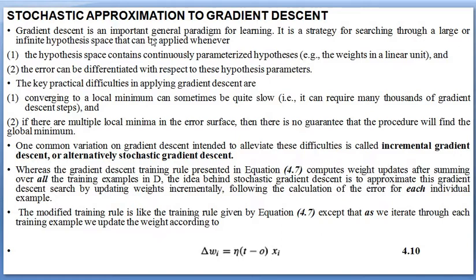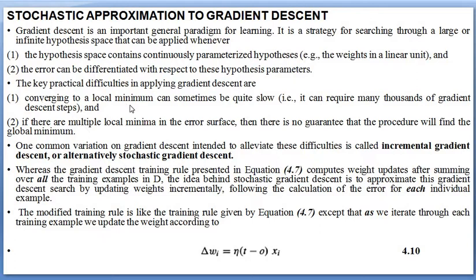Gradient descent is an important general paradigm for learning. It is a strategy for searching through a large or infinite hypothesis space that can be applied whenever the hypothesis space contains continuously parameterized hypotheses, where the example is weights, and the error can be differentiated with respect to these hypothesis parameters.